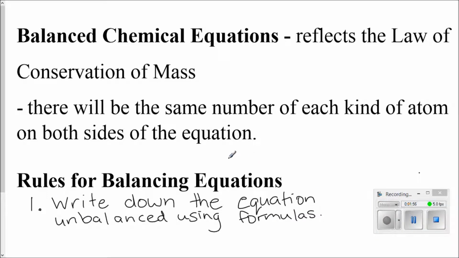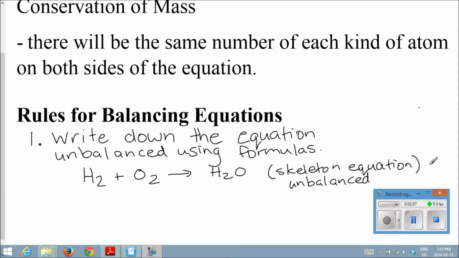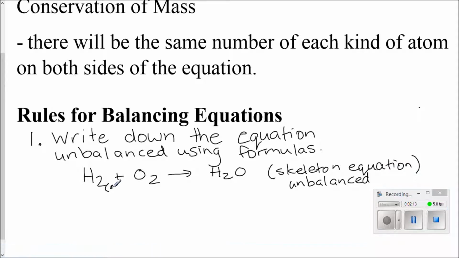For example, if I give you a question that says hydrogen gas plus oxygen gas equals water, what you'll have to do is write down what we call the skeleton equation, which is just the chemical formula. So you can see here I wrote down the skeleton equation, which means it's the unbalanced chemical equation: H2 plus O2 equals H2O. Hydrogen gas plus oxygen gas equals water vapor. So now I've given everybody a state.